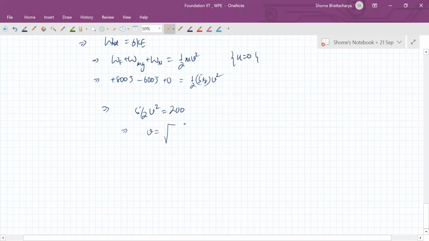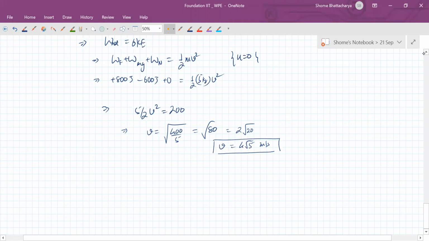So v is equal to square root of 400 by 5, or square root of 80, which we can write as 2 root 20, or 4 root 5 meters per second. This should be the speed by the first method.